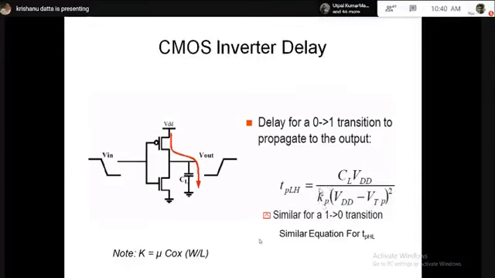So they basically put all the parameters together and gave the name K. Here you can see, mu Cox W by L. Now in case of rise delay, where PMOS is responsible for capacitor charging, all parameters will be related to PMOS. In case of fall delay, where NMOS is responsible for capacitor discharging, then all parameters will be related to NMOS, but the basic equation is same. And if you want to calculate rise delay equal to fall delay, then you just equate this equation, basically.